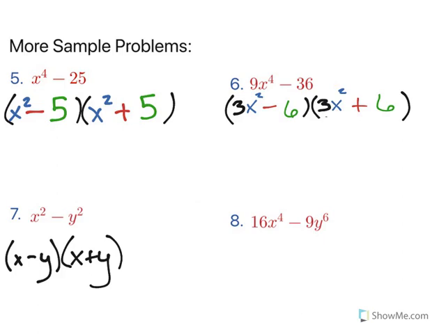Now we come to our final problem, 16x to the power of 4 minus 9y to the power of 6. So when we have exponents, we have to remember that when we multiply them, it's addition. So when we look at this very first one, we have 16 for our coefficient. We know that that's going to be a 4.